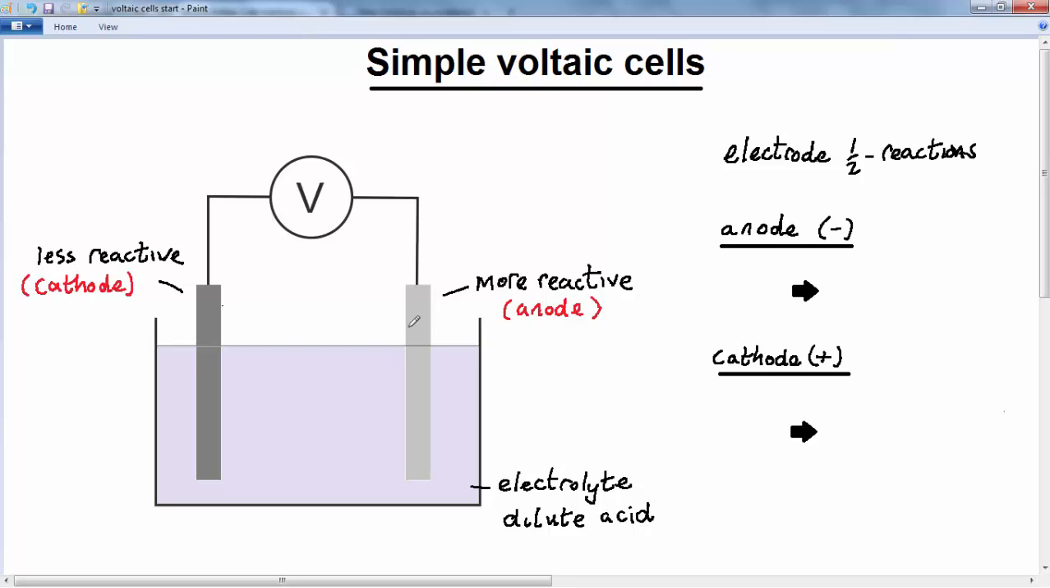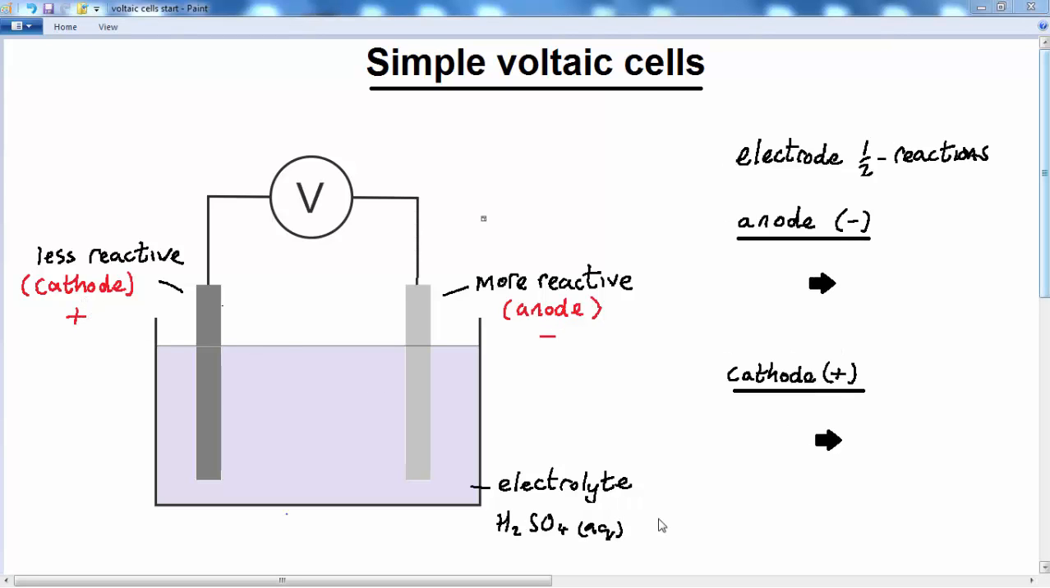And just to confuse you, this is going to be the opposite to what we've been looking at in electrolysis. In the case of a voltaic cell, the anode is negative while the cathode is positive, whereas you'll remember that in electrolysis the anode is always positive, whereas the cathode is always negative.